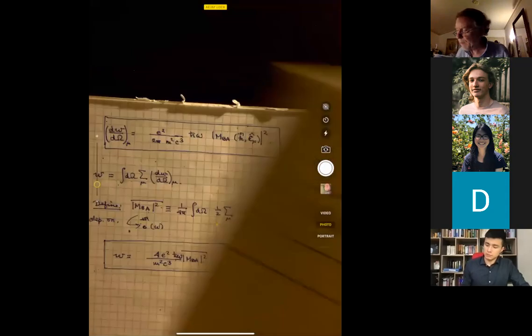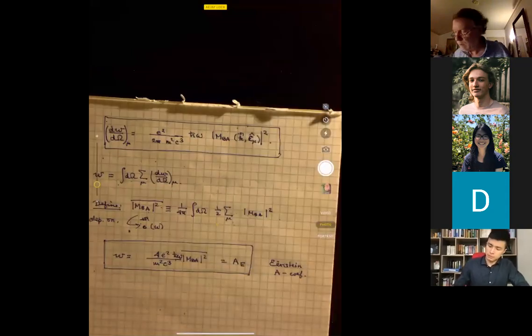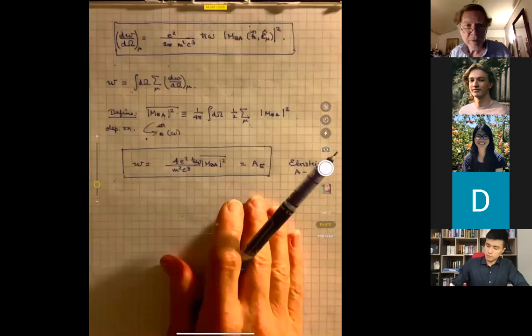So let me get the summary page out of here. Let's now talk about absorption of radiation.